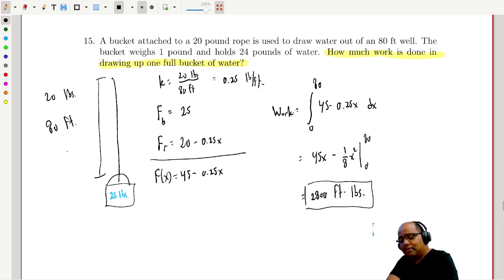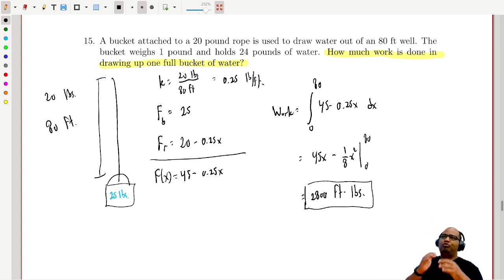So, work with ropes and springs is really straightforward. Start by drawing out your picture, list out your data, understand what the forces are at play, get a force function if needed, or solve for the spring constant or tensile strength if you need to, and then it just all comes down to the power rule. So that's just a really straightforward refresher on how to handle these problems with ropes and springs.